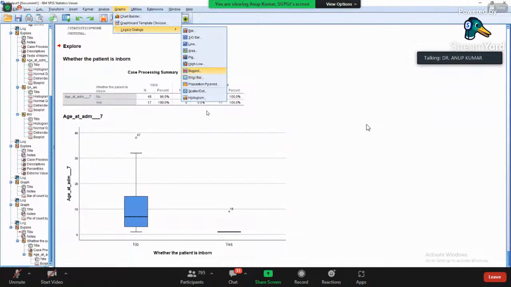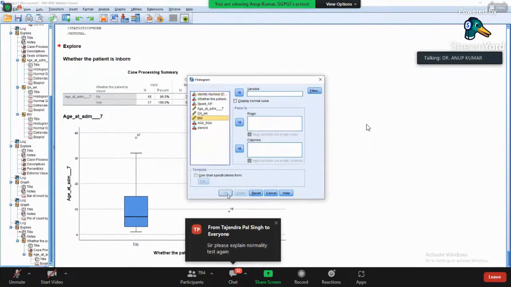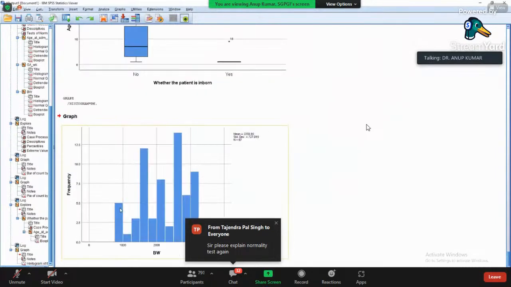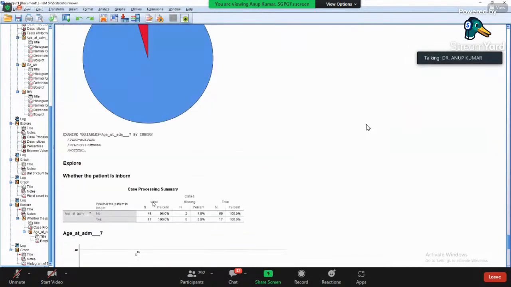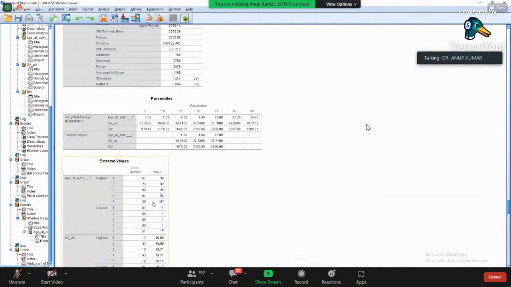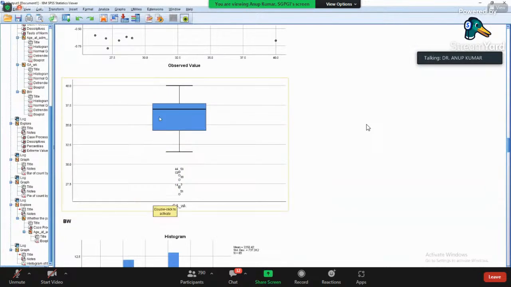Histogram is there. If you want to prepare the histogram for birth weight, just click OK, and it will give you the histogram of birth weight. So in this way, you can go on preparing the charts and graphs, and check outliers.